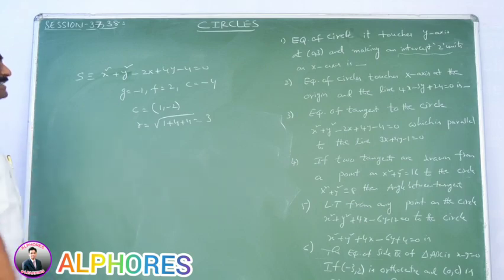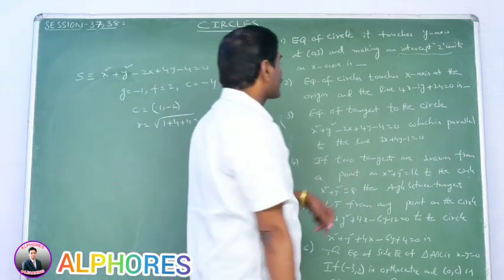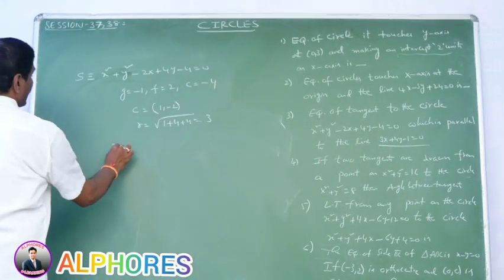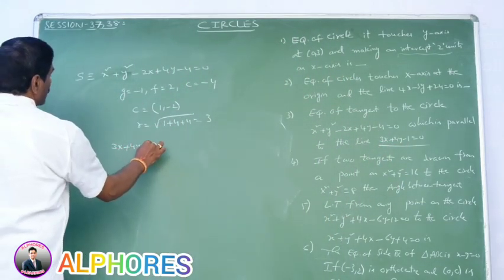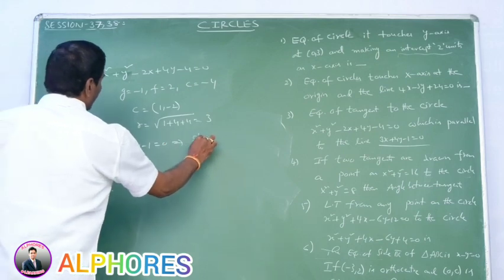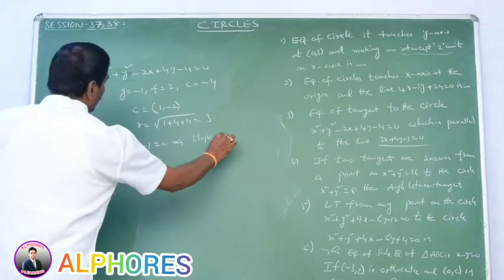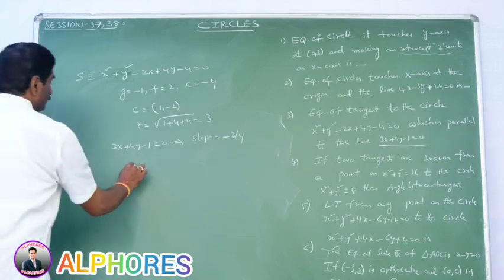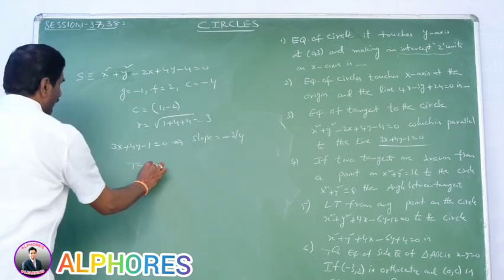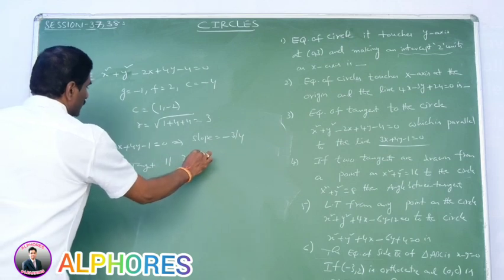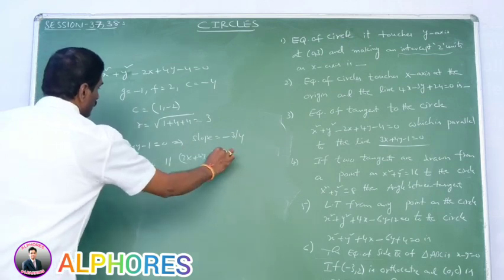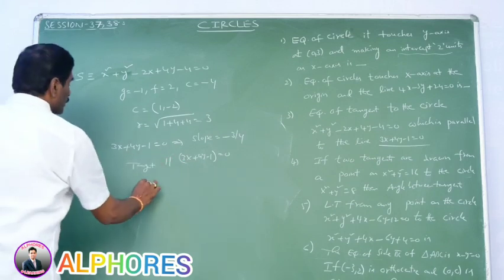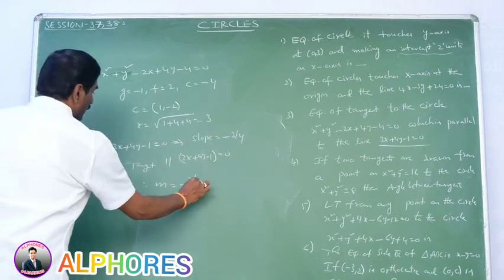Here, the tangent is parallel to this line. What is the slope of this line? The equation of the given line is 3x plus 4y minus 1 is equal to 0. Slope of this line is equal to minus x coefficient by y coefficient, minus 3 by 4. But the tangent is parallel to this line. Required tangent is parallel to the line 3x plus 4y minus 1 is equal to 0. That means slope of the tangent is equal to slope of this line. Therefore, slope of the tangent m is equal to minus 3 by 4.